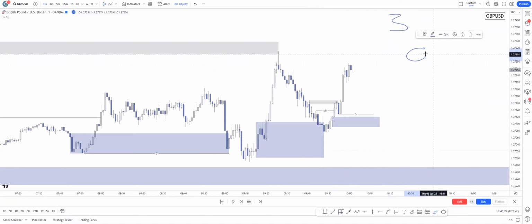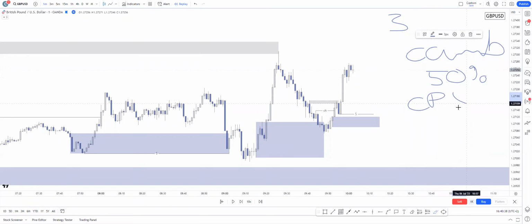The first one was the combined liquidation. The second one was the 50% mitigation. And the third one was the corrective pullback strong pro movements. So I had 3 missing criteria, which wasn't really enough for me.